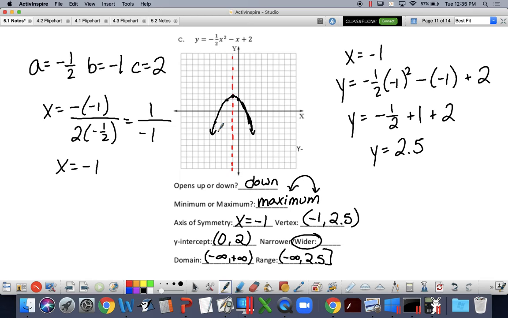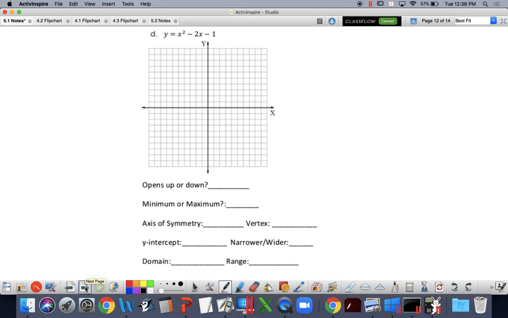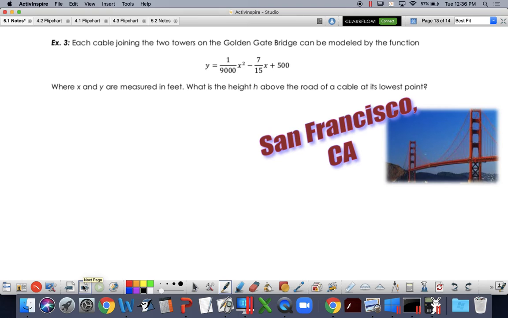Yes, second graph, I know. It comes in handy. The more we use them, the easier these become. All right, let's skip over letter D. If you would like it, though, my answers are on Google Classroom. I've uploaded all my notes for this unit so far. Let's get into our word problem of the day.